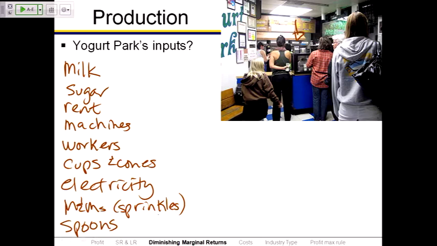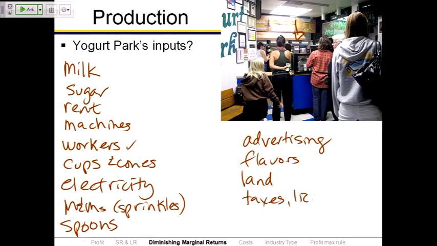Okay, so we already got toppings. So watch the list. Okay, over here, what else? Advertising, good job. Flavoring? Anything else? Did I forget anything important? Yep. Property, like underneath, yep. Good. There we go, one more. Time is not an input. What's the name of the input? Labor, or workers. So we already have workers here someplace, which is another word for labor. Yep, taxes. So we put taxes and licenses. All right, so we got a good list. We can go on, but we'll stop at that point.